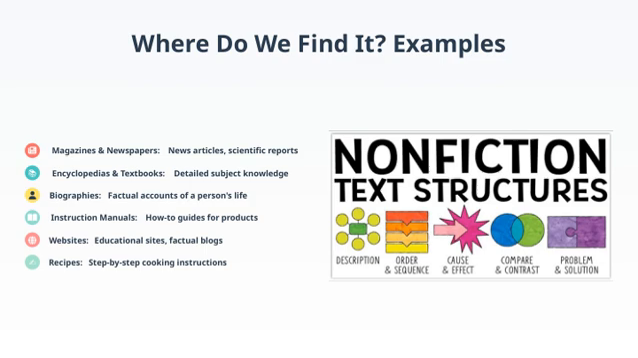Biographies are another valuable source. They offer factual accounts of a person's life, helping us learn from their experiences. Instruction manuals are practical tools, step-by-step guides that show us how to use products or complete tasks effectively. Websites are incredibly diverse, including educational sites and factual blogs, which are easily accessible and packed with reliable information. And don't forget recipes. These are great examples of how we find clear, step-by-step cooking instructions to try new dishes at home. All of these sources play a crucial role in how we gather information, and understanding where to find accurate data is key to our overall goal of reliable research.